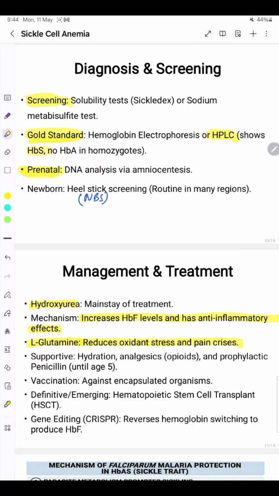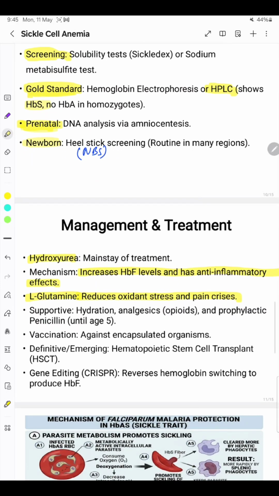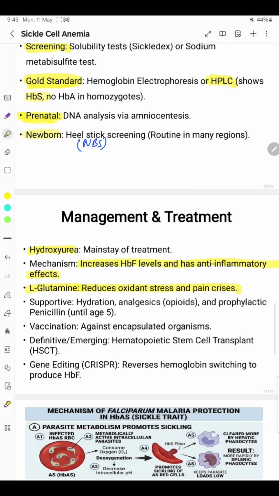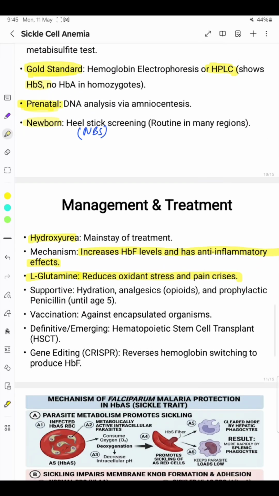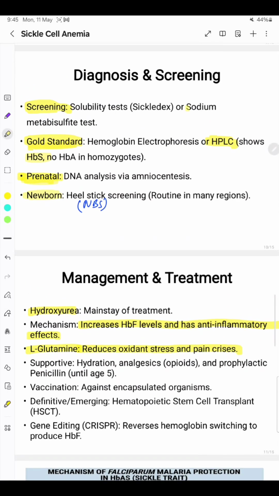Prenatal diagnosis is by DNA analysis through amniocentesis, and in the newborn there is newborn screening, which is routinely followed in many healthcare setups. So for screening, the sodium metabisulfite test or sickling test. The gold standard is hemoglobin electrophoresis or HPLC. Prenatal screening is DNA analysis by amniocentesis, and newborn screening is from the heel stick screening.